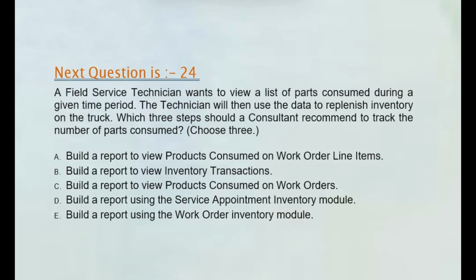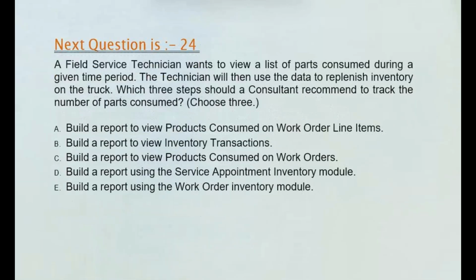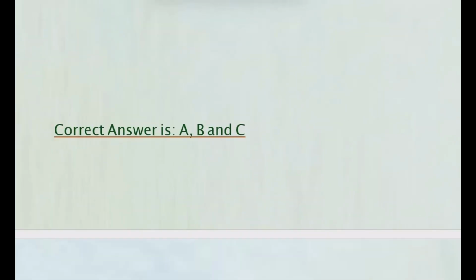Option A. Build a report to view products consumed on work order line items. Option B. Build a report to view inventory transactions. Option C. Build a report to view products consumed on work orders. Option D. Build a report using the service appointment inventory module. Option E. Build a report using the work order inventory module. Correct answer is option A, B, and option C.